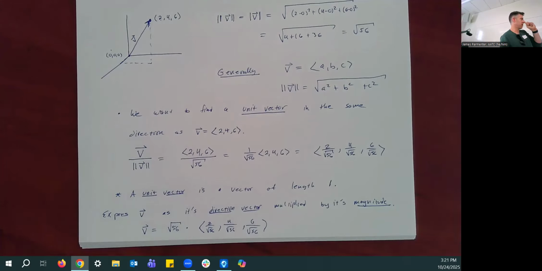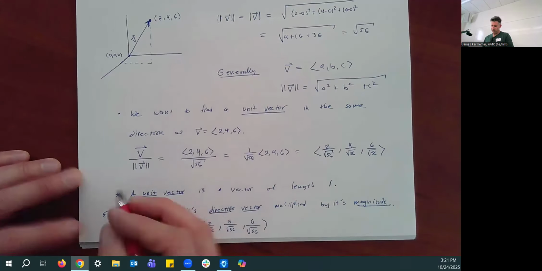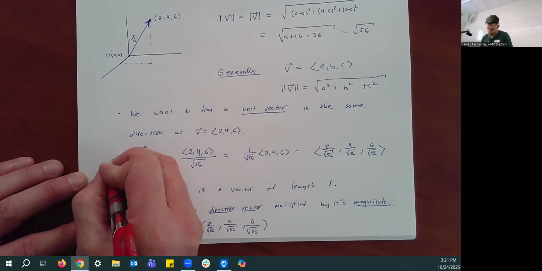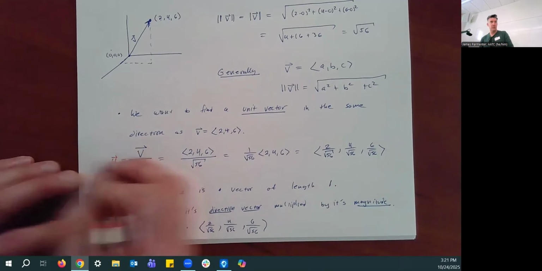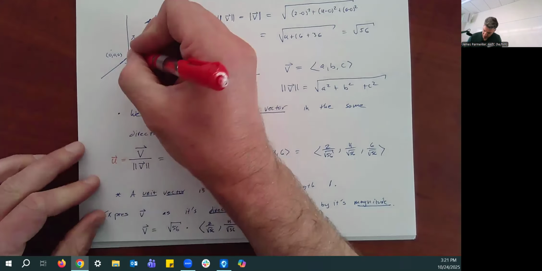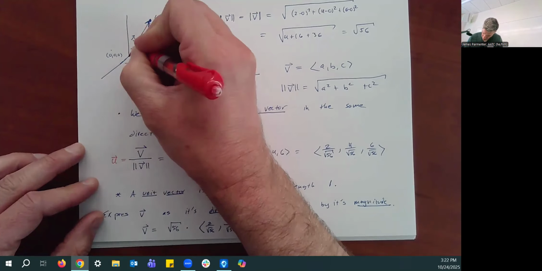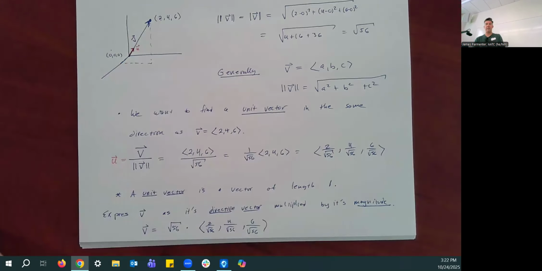Something else I really want to say here. I will point out, some people call this V star. I would probably usually call this U if I hadn't already used the letter U, U for unit vector. So here's my unit vector U pointing in the same direction as V, but having a length of 1.